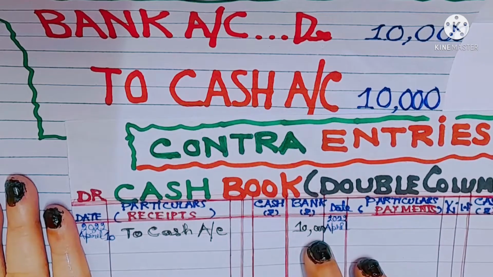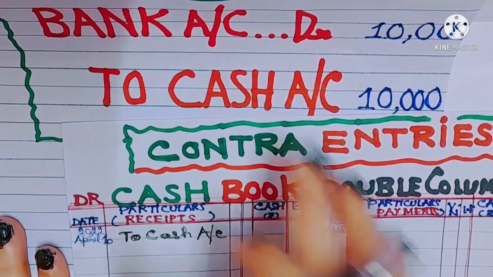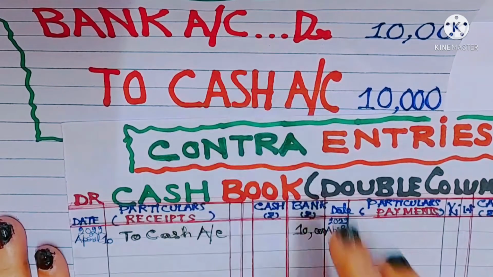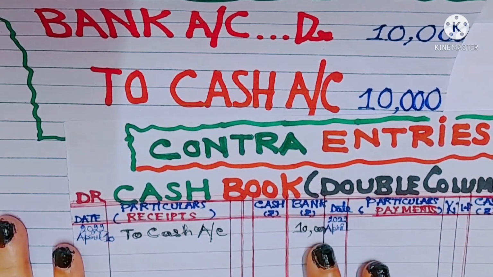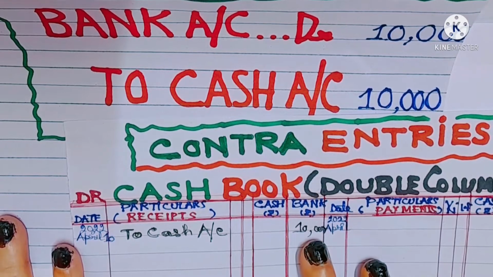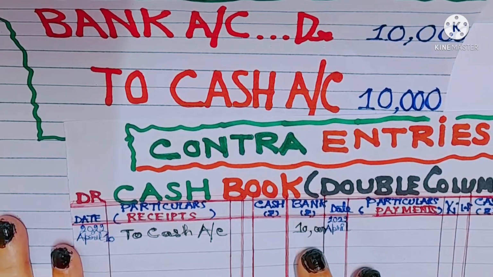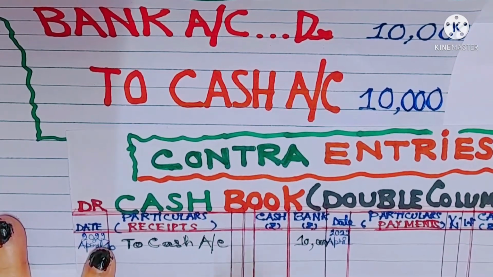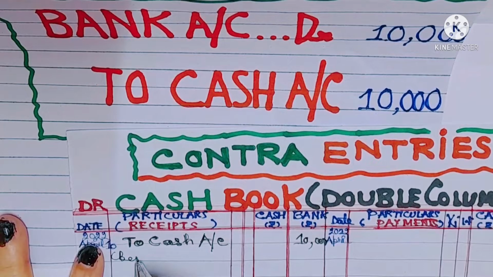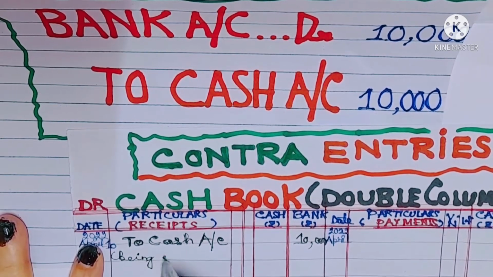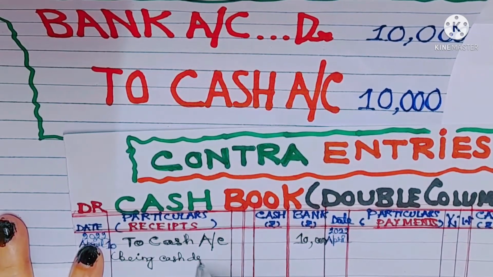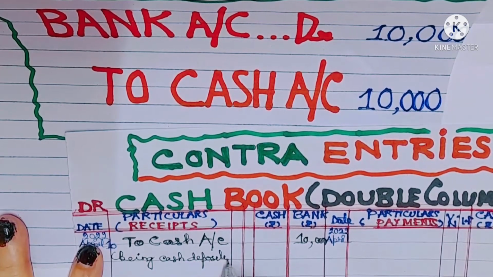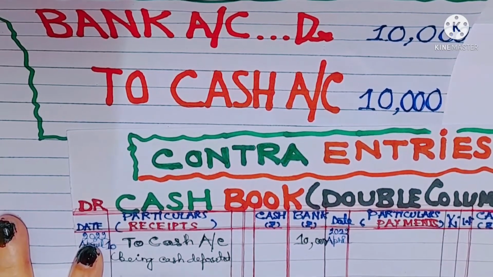And moreover, I have already told you, when we look at the position of the bank account, we will write the amount in the bank column. According to personal account, the receiver of the benefit is debit. Here, bank is the receiver of cash. So that is the reason 10,000 will be debited in the bank column. Understood? Now we look from the position of the cash account. Okay, let me write down the narration: being cash deposited into bank. Always write narration because cash book is a journal also.